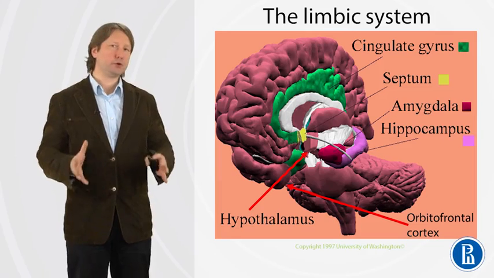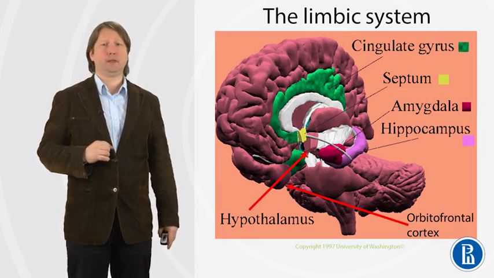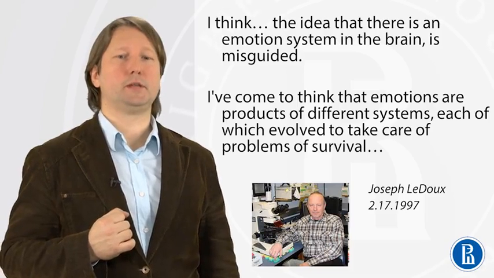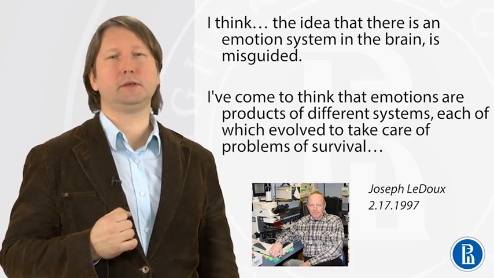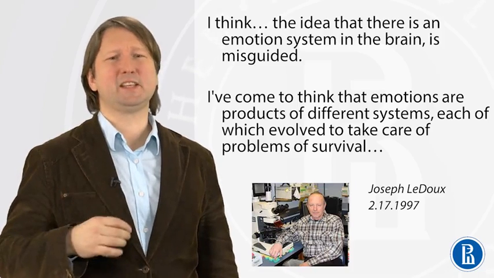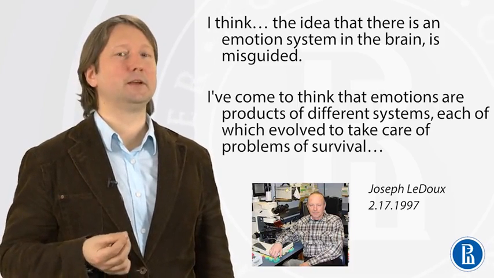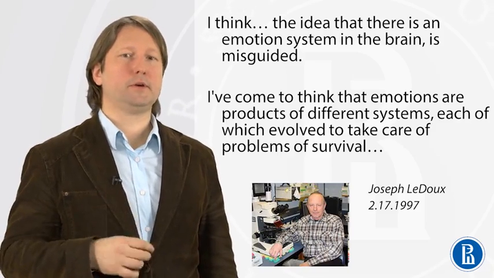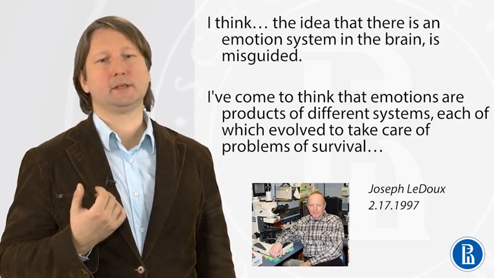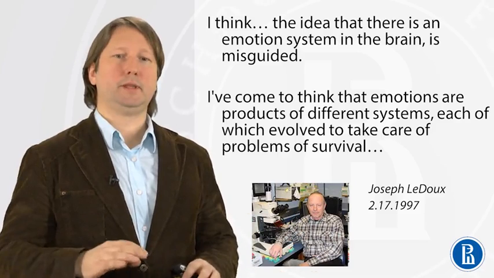But nowadays, the strong version of this theory, suggesting that there is a single emotional system in the brain, is not popular anymore. So I would present you an opinion of the leading neuroscientist Joseph LeDoux, who is a leading researcher in the field of affective neuroscience, who suggests that the idea that there is a single emotional system in the brain is misleading. So it looks like we have different systems dedicated to different emotions, and each of these systems is involved in solving some problems related to our survival.